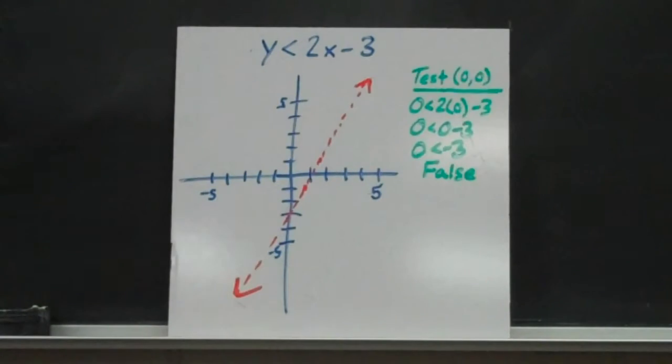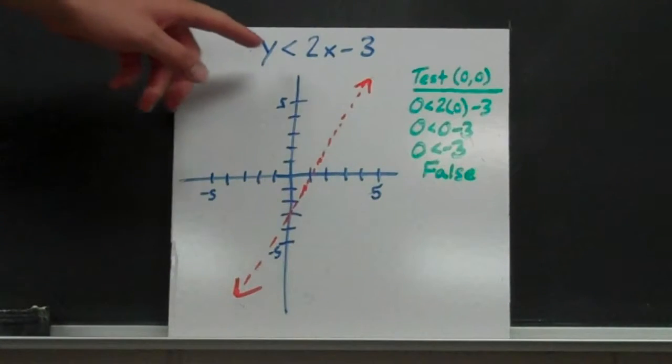This is our lesson on solving two-variable inequalities graphically. We're going to start out with the example of y is less than 2x minus 3. First thing that we want to do is treat this as if it was y equals 2x minus 3, and we want to graph the line.